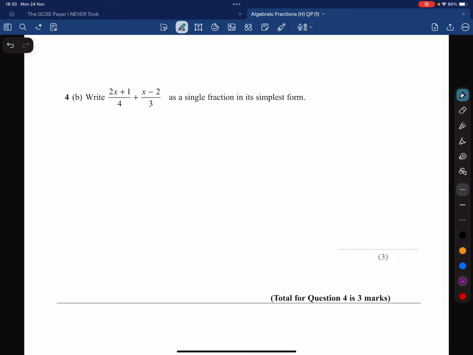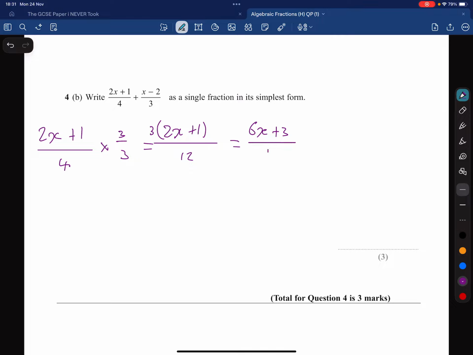Okay, so we need a common denominator. I know the common denominator is 12, because that's the lowest common multiple of 4 and 3. So with (2x plus 1) divided by 4, we can multiply this by 3 over 3, which is equal to (6x plus 3) over 12.